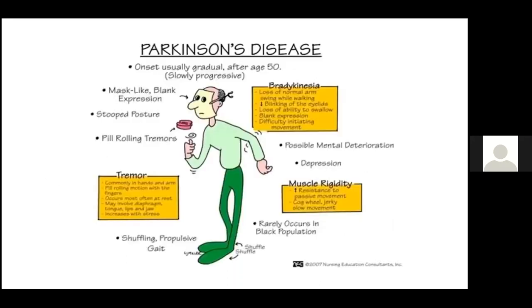So this is a classical Parkinson's disease. Again, mask-like, blank expression, stooped posture, the pill rolling tremor, cogwheel rigidity, the slow shuffling gait, bradykinesia, depression. So these are classic symptoms of Parkinson's disease.